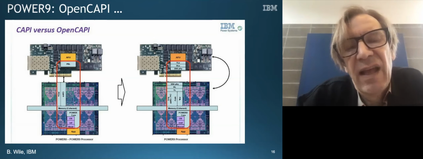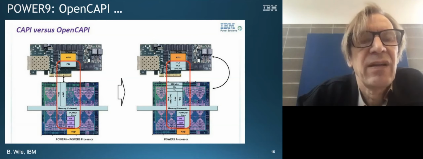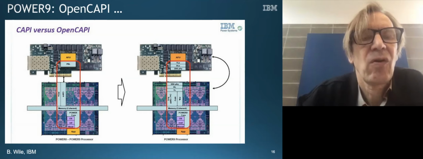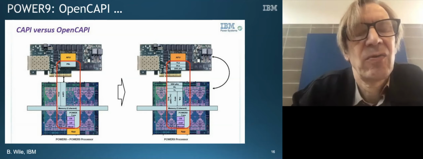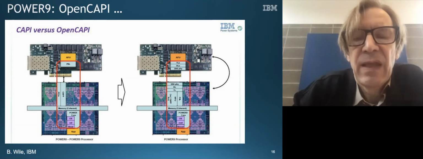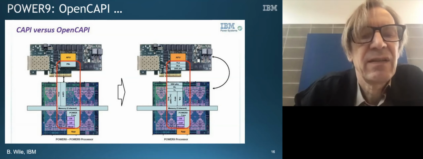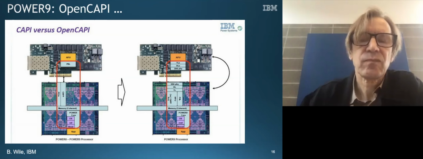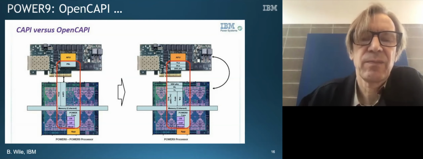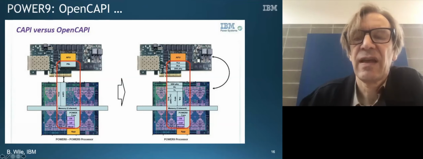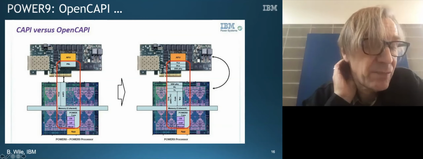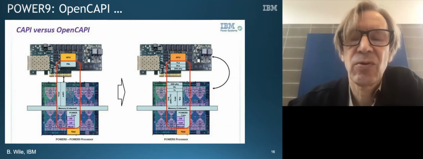That had some overhead, both in terms of protocol overhead, because we were running inside these data packets, and also added latency. And on Power 9, what we did is we changed the interface to something that shared files with our SMP fabric and also the NVLink protocol.